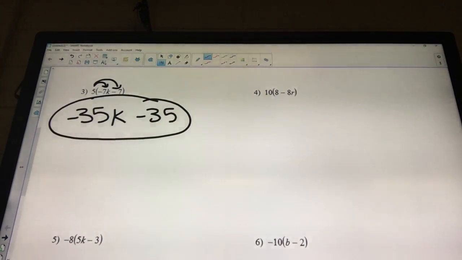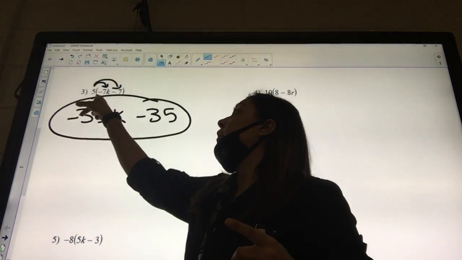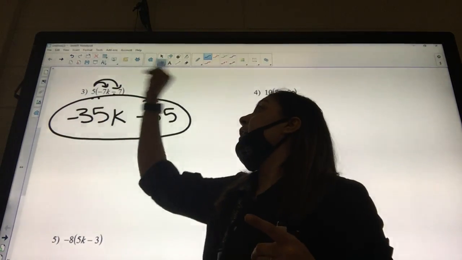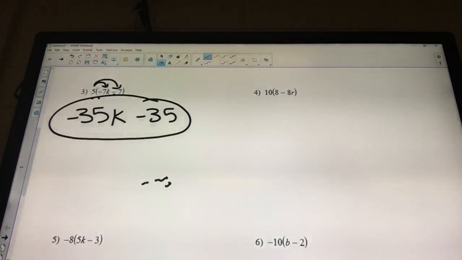So you did 5 times 7. 5 times negative 7, because there's a negative. Oh, okay. And then 5 times negative 7. And this is where I think some students, you always use the sign in front of the number. So if you have a number 5, use the sign in front of it. Okay?